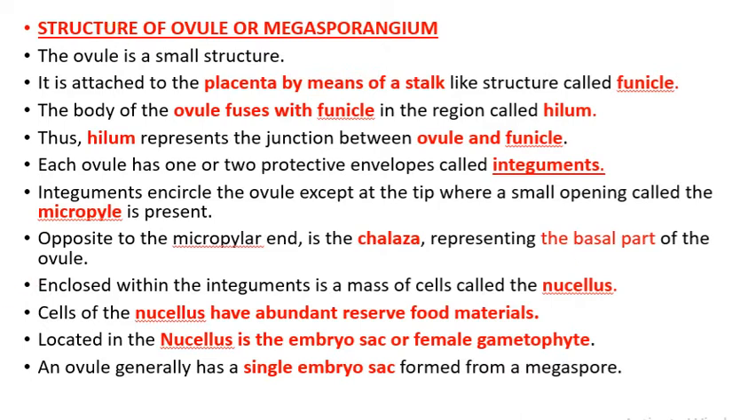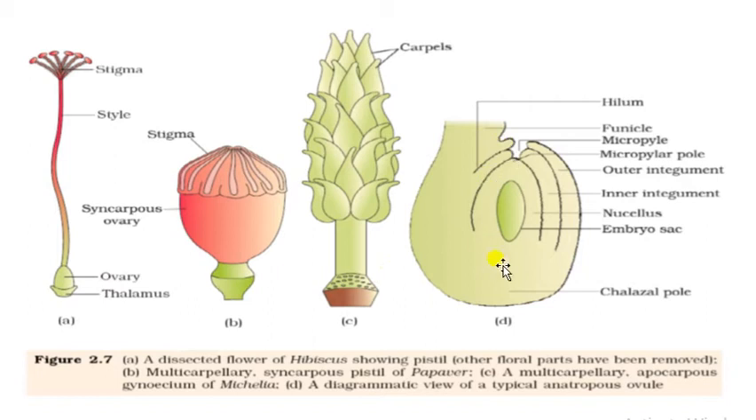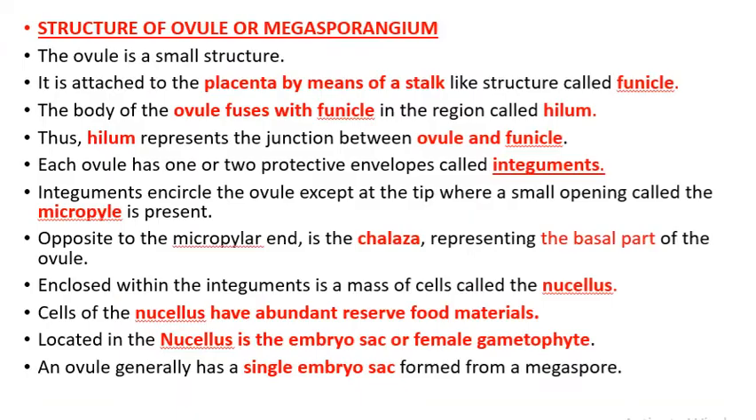The fourth diagram which has been shown here is the diagrammatic view of an anatropous ovule. So here we will study the structure of this anatropous ovule, or the megasporangium. Now as all of you know, the ovule is present inside the ovary, so it is a very small structure.